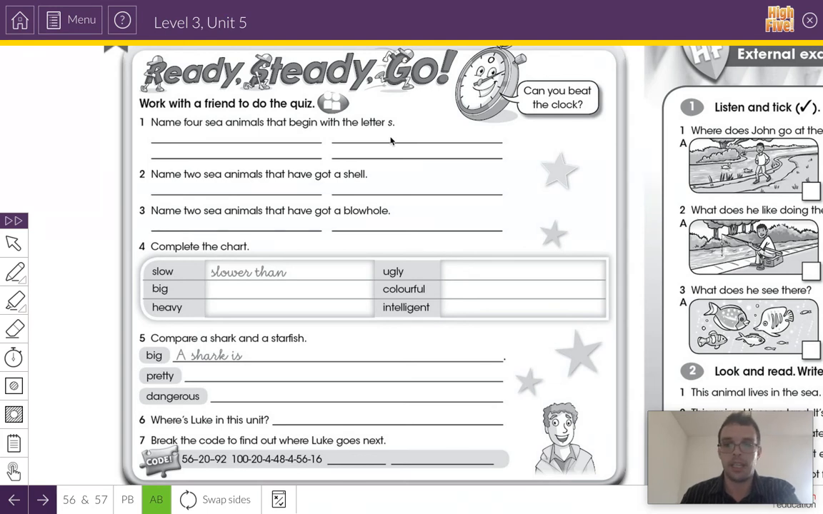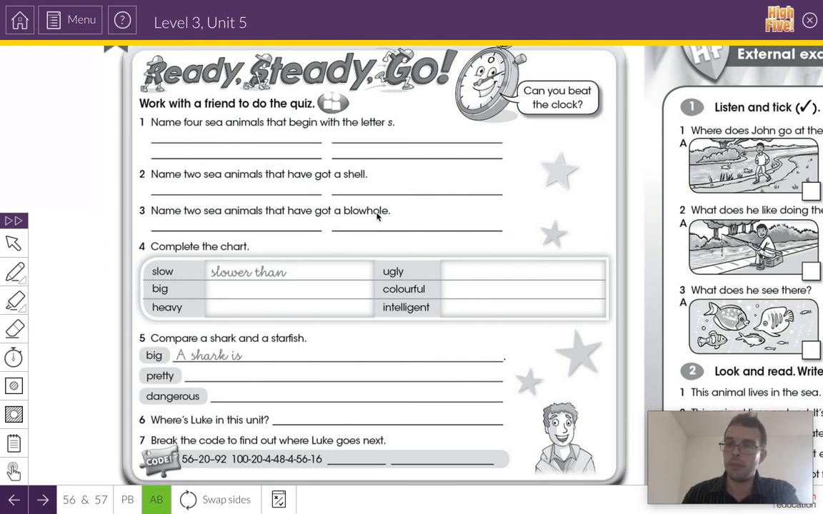Well, that's easy. If you don't remember, simply take your pupils book and have a look. Look at the last couple of pages and you can see all the animals that we've studied. Name 2 sea animals that have got a shell. Now, if you did the questions at the beginning of the class, you should already know 1. Remember, I will give the answers to these afterwards. Name 2 sea animals that have got a blowhole. Again, another part of the first question of the class. So you should already know 1 animal.